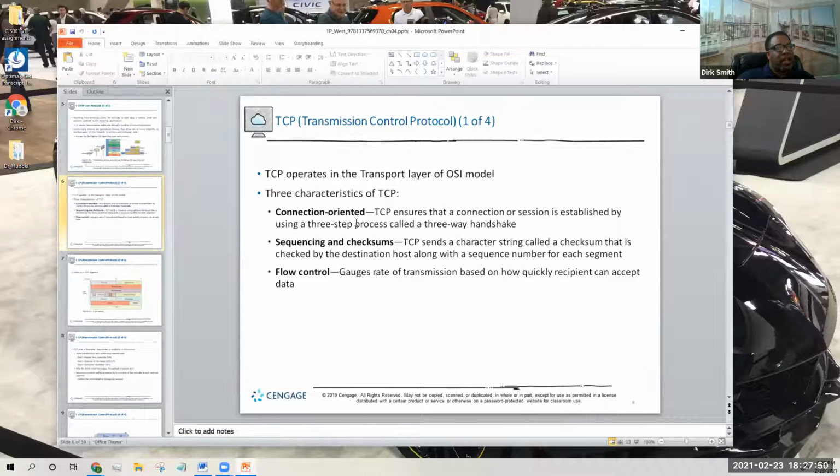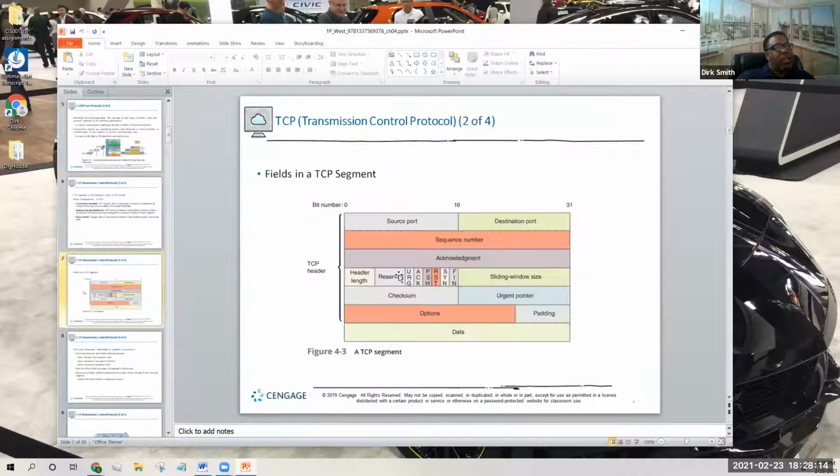It starts out with a handshake, waits for acknowledgement from the handshake, and it sends out that sequencing and checksum. TCP/IP sends a character string called a checksum that checks the destination host along with the sequence number from each segment. And then it goes with flow control, which gauges rates of transmission based on how quickly the receiver can accept the data. So we want to know how fast can you talk? Is it quick? This slide here kind of goes into the segment and how it breaks it down.